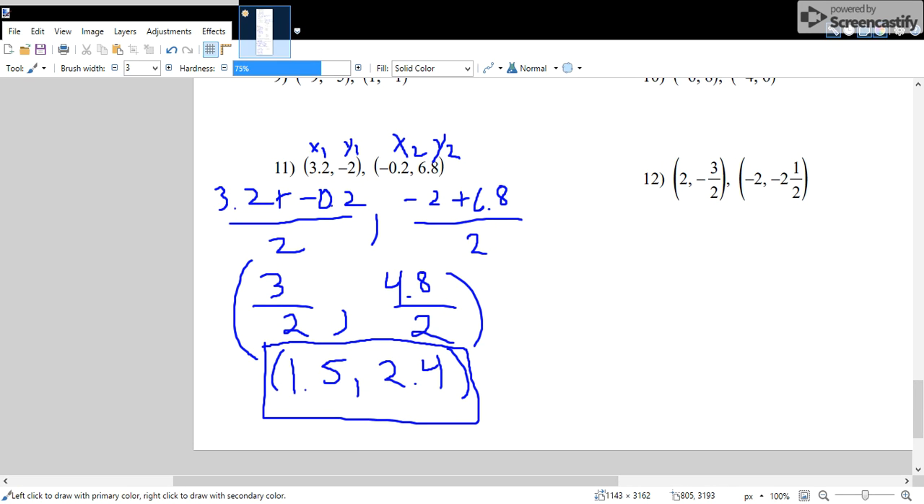So try the rest of these on your own and then turn your paper into the basket.